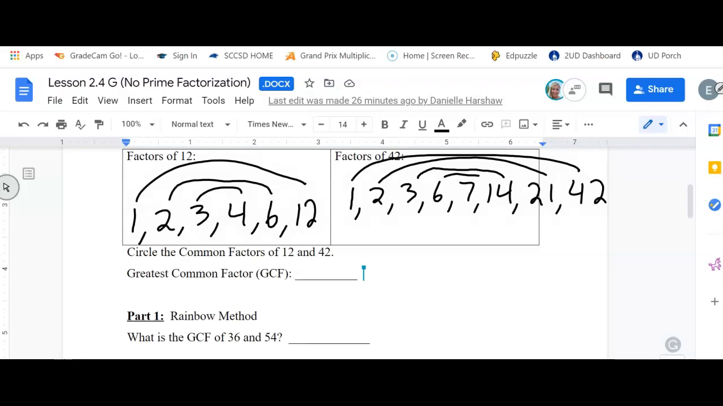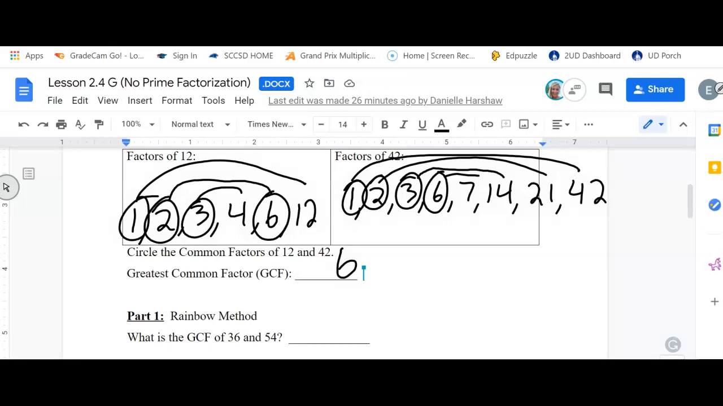All right. What are the common factors? Megan: 1, 2, 3, 6. Awesome. What is the greatest common factor then? Kara: 6. Is that the greatest common factor? It's the largest number that they share in common. All right, you think you can handle that?